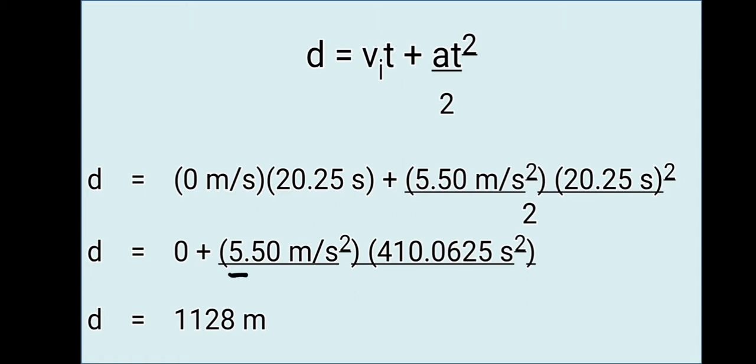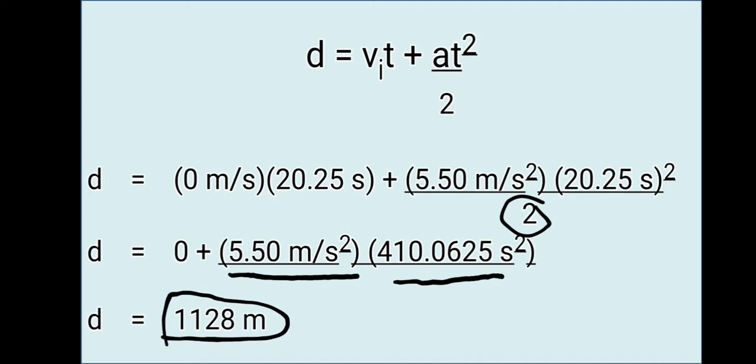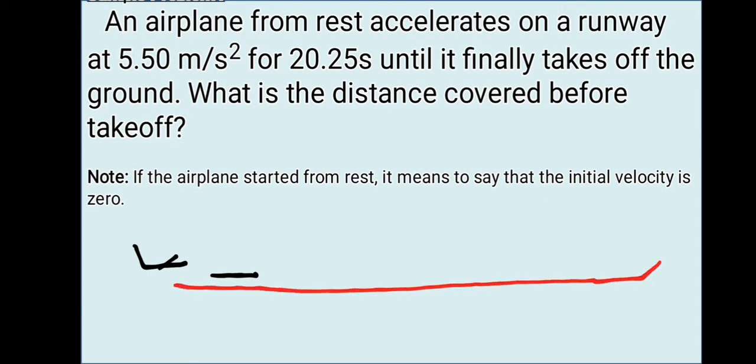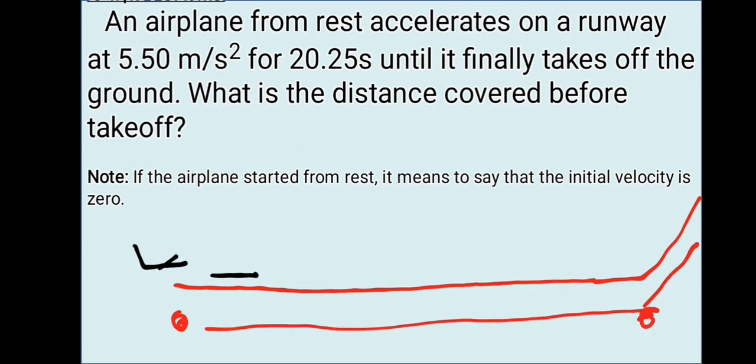So again, 5.50 meter per second squared times 410.0625 divided by 2. The answer is 1,128 meters. So let's go back to our problem. Our airplane, this one, accelerates on a runway until it finally takes off. So the distance from here up to this one, after it finally takes off, is 1,128 meters. As easy as that.